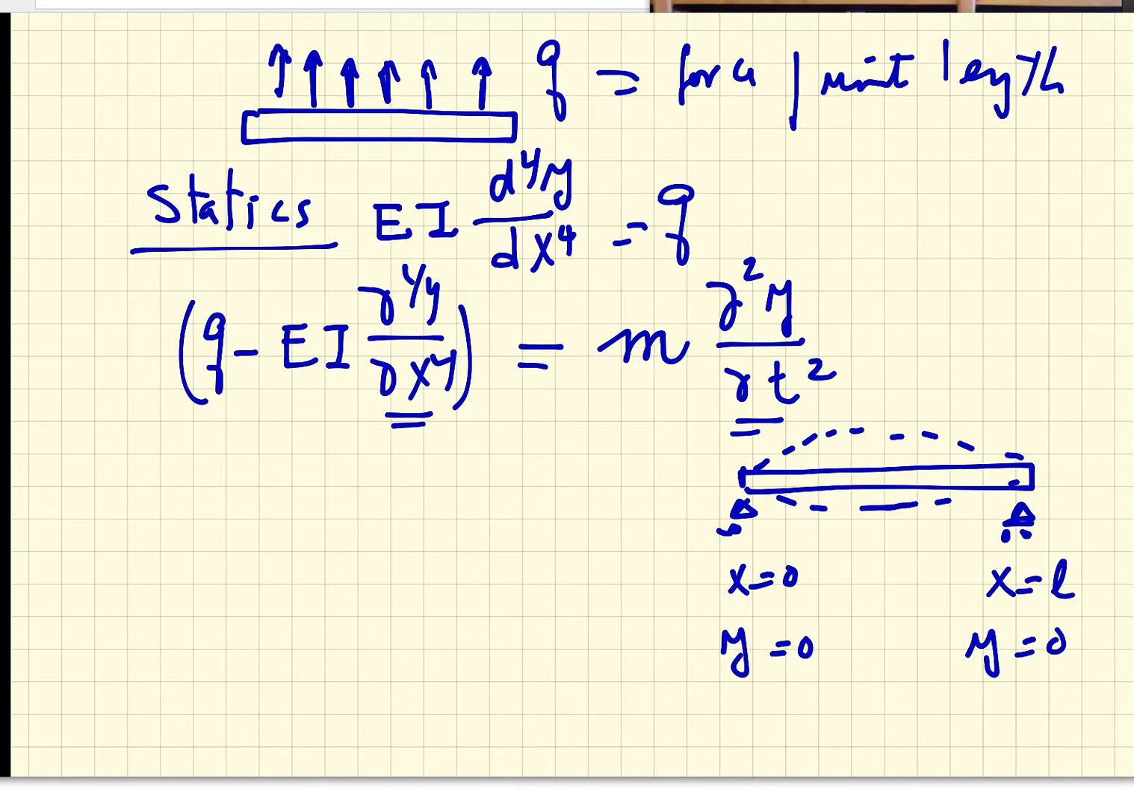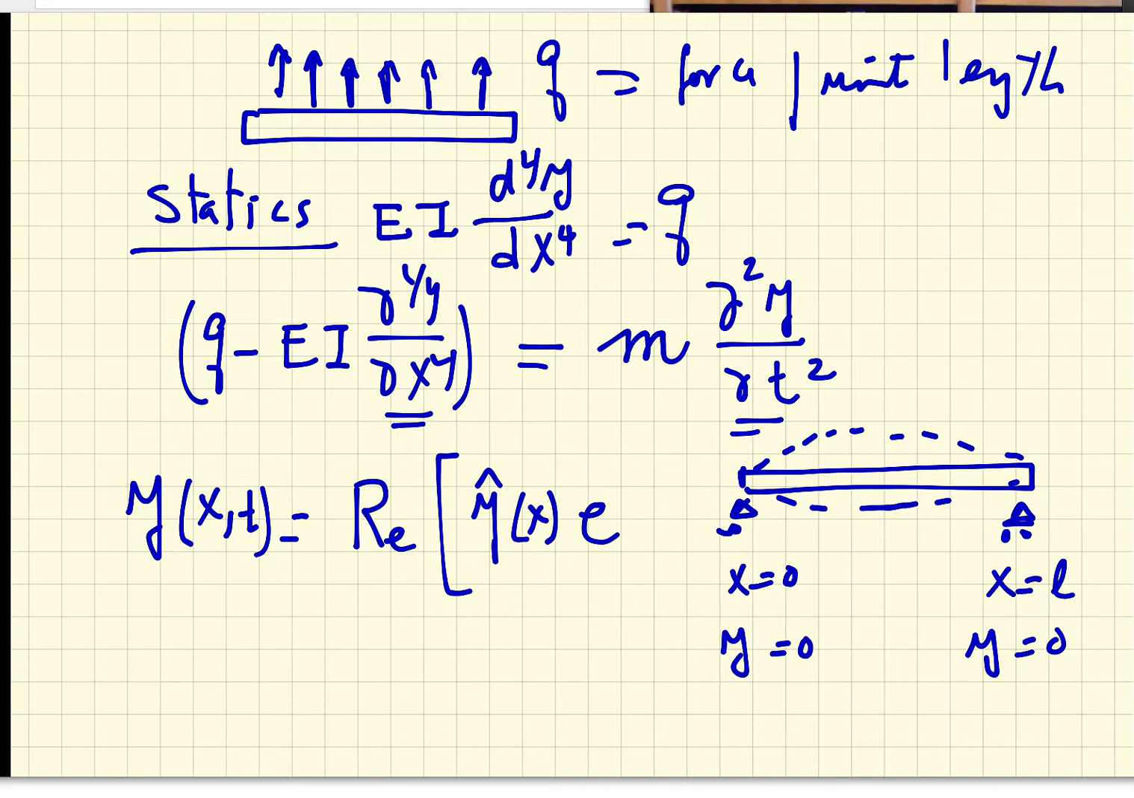So in order for us to describe this motion, we're going to assume that y, which is a function of x and t in general, so it's a function of x and time, is composed of the real part of a function of x alone times a function of time which is predetermined, which is e to the i omega t. As we know, e to the i omega t contains a sine and cosine by Euler's equation. And now we look for what is y hat of x.